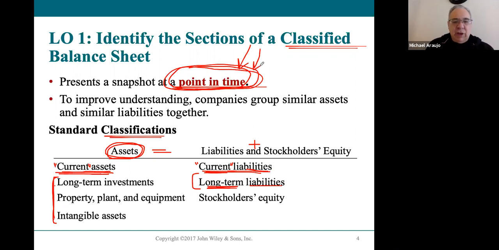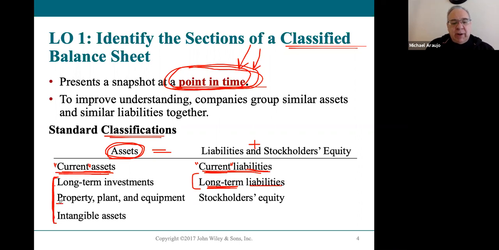So the short-term, long-term distinction is a very important aspect to know here. Short-term we call current in accounting. Long-term we do call long-term. However, as you see in the asset section, we have actually classified long-term assets in a few different ways, three to be exact.